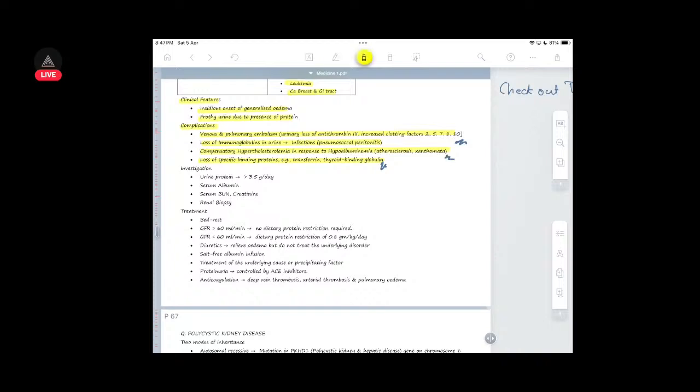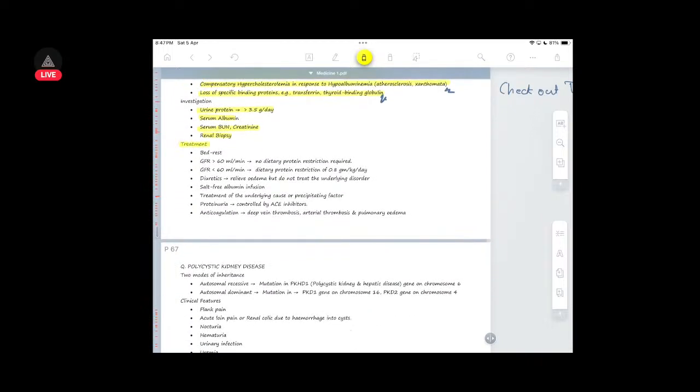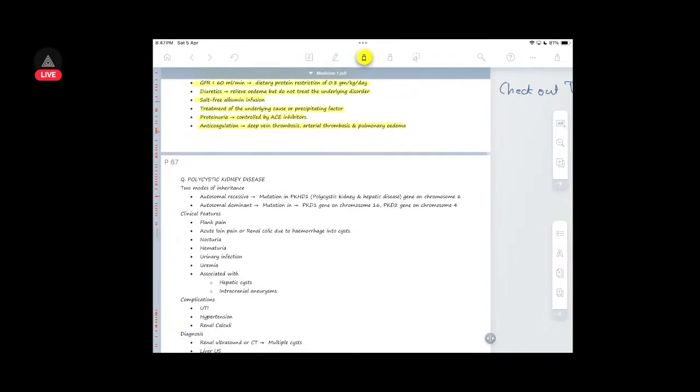Investigations: urine protein is more than 3.5 grams per day. Serum albumin, serum urea and creatinine, and biopsy can be done. Treatment: bed rest. If GFR is more than 60, no dietary protein restriction is required. If GFR is less than 60, dietary protein restriction of 0.8 gram per kg per day. Diuretics relieve edema but do not treat the underlying disorder. You have salt-free albumin infusion and treatment of the underlying cause and precipitating factors. Proteinuria is controlled by ACE inhibitors, and anticoagulation is given for complications such as deep vein thrombosis, arterial thrombosis, and pulmonary embolism.